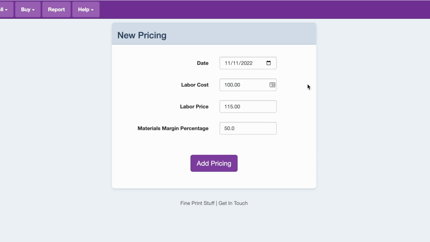Put in your hourly labor cost, and this should include any benefits you pay and the overhead that you carry in your labor number. Put in the labor price. This is the cost of your labor plus any profit that you're aiming to make on each hour of labor. And then add in your materials margin. I'm going to enter in a materials margin of 55%.